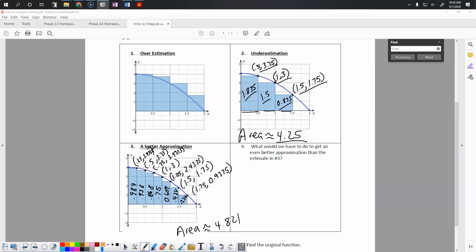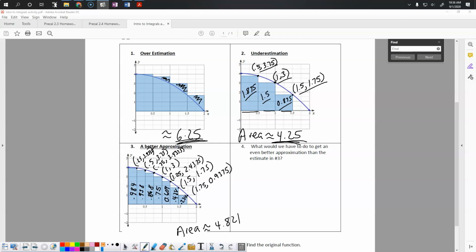4.25. This one, I don't remember what, I think it was like 6.25 if I remember. So that was an overestimate because there was extra area on top. This is an underestimate. So we know now that the area would be somewhere between 6.25 and 4.25. Okay? Maybe you could average them if you wanted to, right?